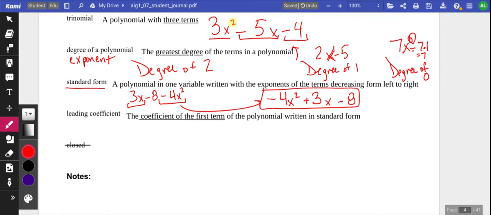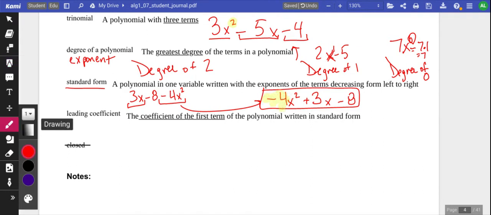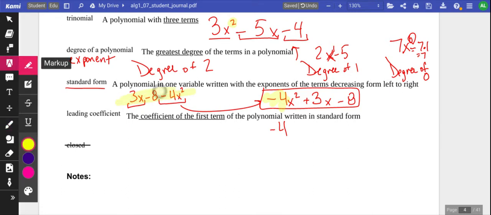Right, and then leading coefficient. So coefficient of the first term of the polynomial written in standard form. Again, it's a lot of words that really just mean when you write this in standard form, it's that very first coefficient. So of this one that I just showed you, negative 4 would be my leading coefficient. And the way people try and trick you is I would ask, oh, what's the leading coefficient? And I would give you the polynomial in this format, and you'd look and you'd say, oh, it's 3. Okay? You can only decide what the leading coefficient is going to be when it's in standard form already. So just be careful of that.